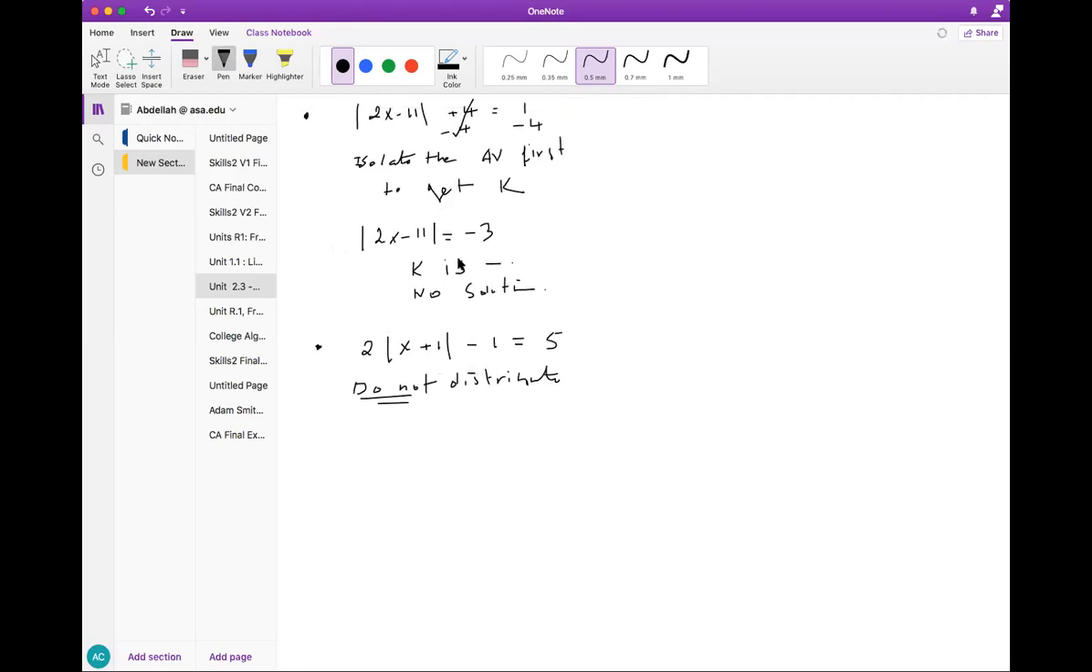And now, how do you isolate this? What do you do first? Positive 1 on both sides. Right, so first you want to cancel this negative 1. Later, we're going to cancel the 2. So let's cancel the 1 by adding 1 to both sides. So this turns into x plus 1.